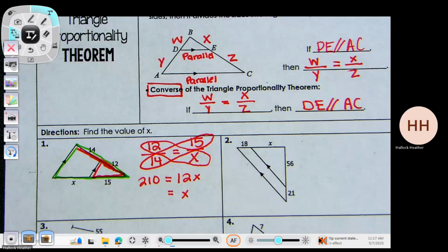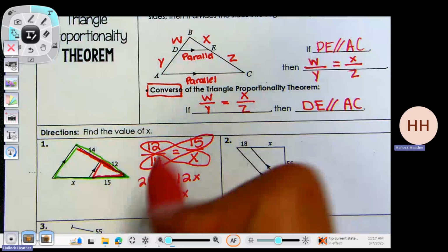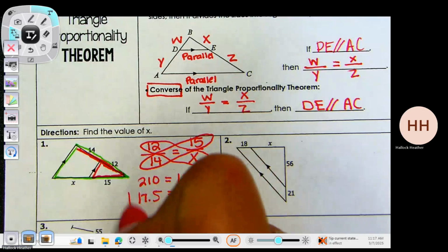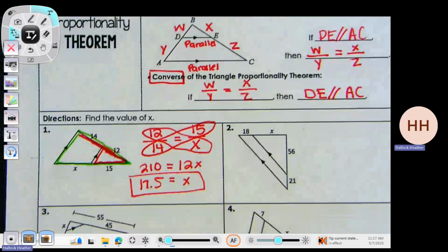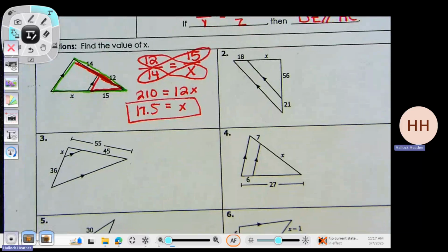Divide? 17.5. Is that what you said? I think you like subtracted or something. I don't know. Yeah. Why would the big one be 17.6?